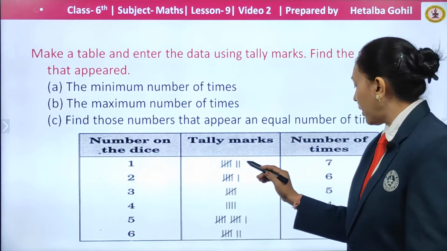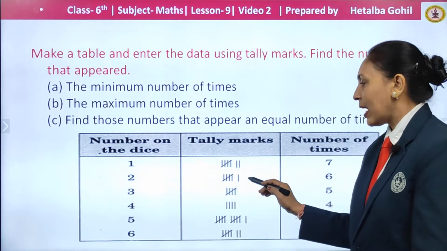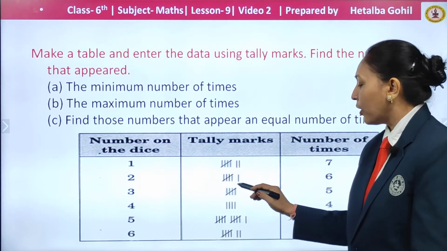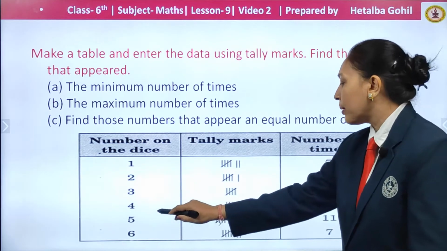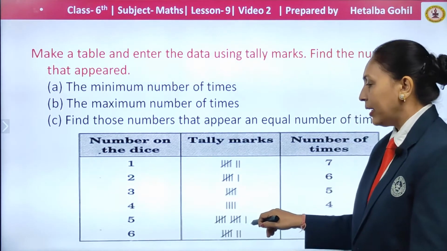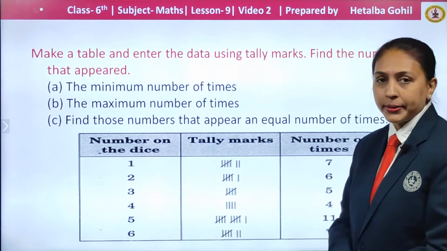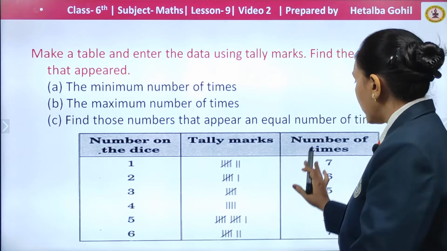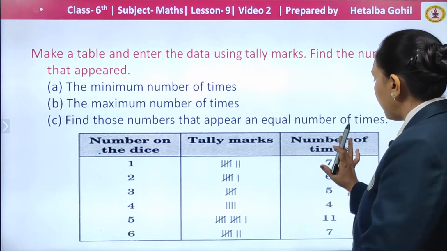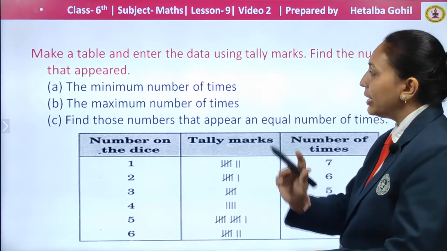Number 1 she got how many times? 7 times. Number 2 she got 6 times. Number 3 she got 5 times. Number 4 she got 4 times. Number 5 she got 11 times, and number 6 she got 7 times over here. Okay, so these are the tally marks and the number of times the particular number appeared when she had thrown the dice.